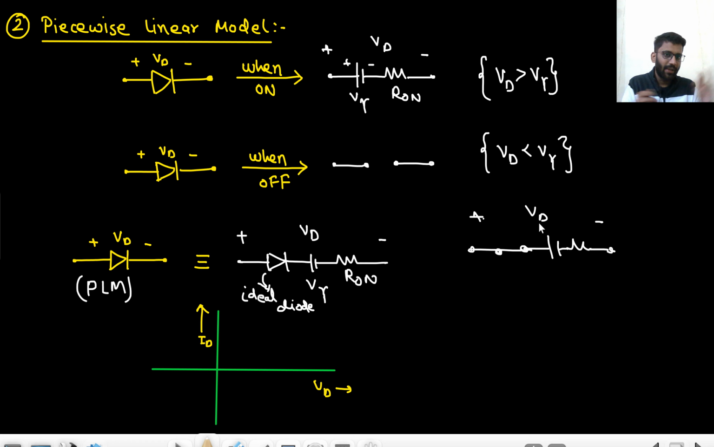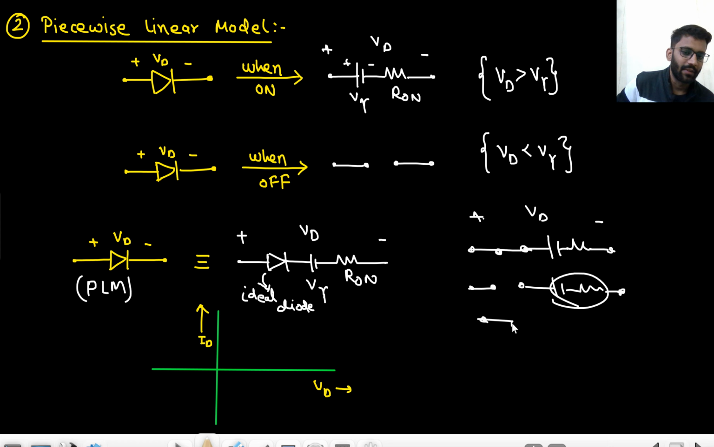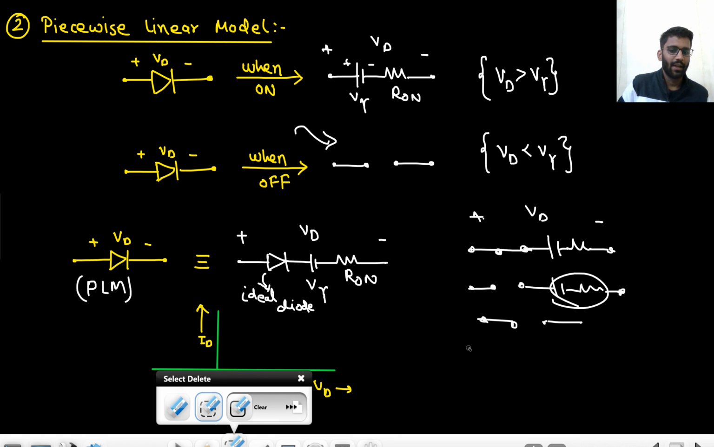And if the diode is off, what will happen to this ideal diode? It will simply be open circuited. And if it is open circuited, there is no meaning of this battery and resistance because there will be no current through this battery and resistance. So simply we can replace it with a complete open circuit. And this is what happens when VD is less than 0, when the diode is off. Are you getting my point? Did you understand it or not?